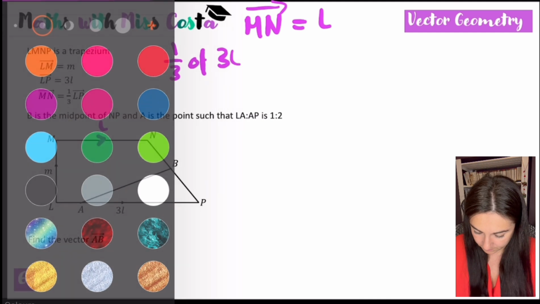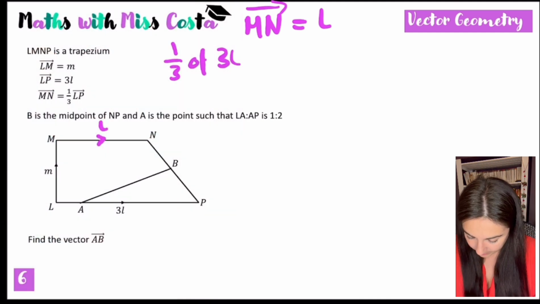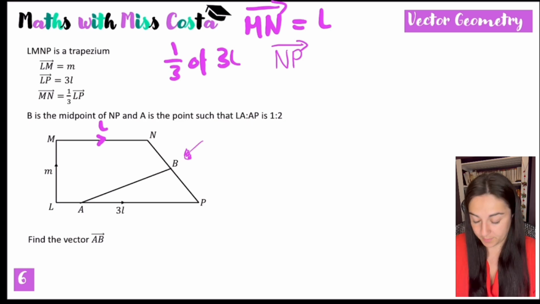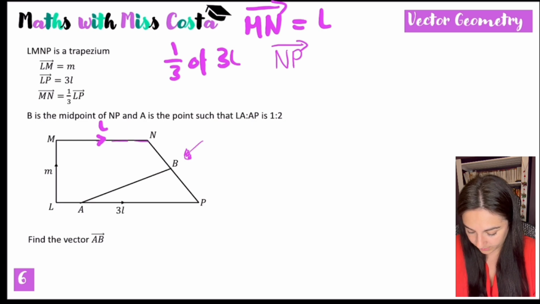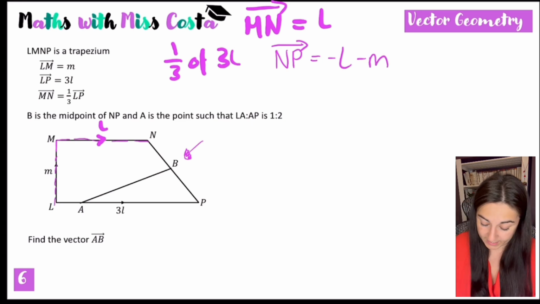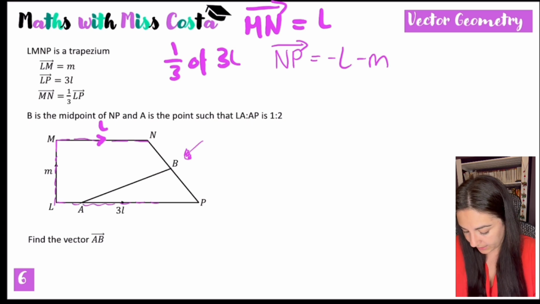The pen's gone a bit big, so let's just make it smaller. What else do I know? I know that B is the midpoint of NP. Okay, so this is the midpoint of NP, which means it's exactly halfway through. So I could figure out what NP is. Now, how could I figure out what NP is? I need to always follow a predetermined route. So how do I get from N to P? Well, I could go along here. So that would be negative L because I'm changing the direction. Along here, which would be negative M because I'm going against the flow of the direction. And along here, which would be plus 3L.